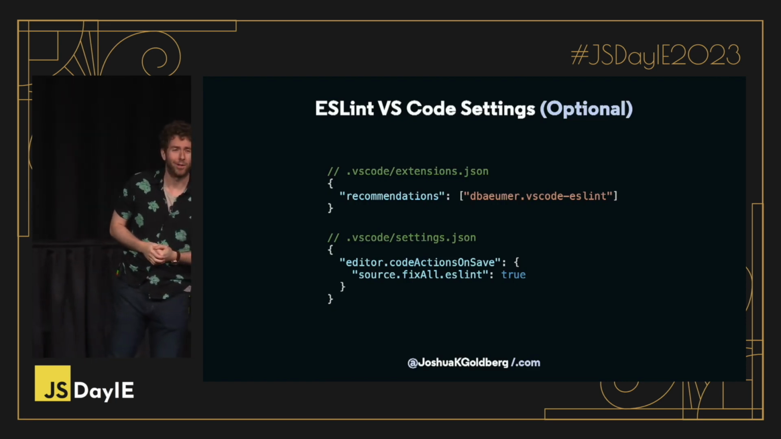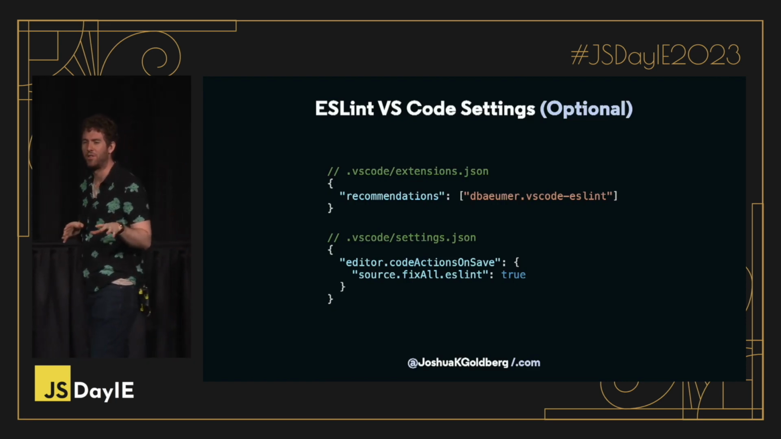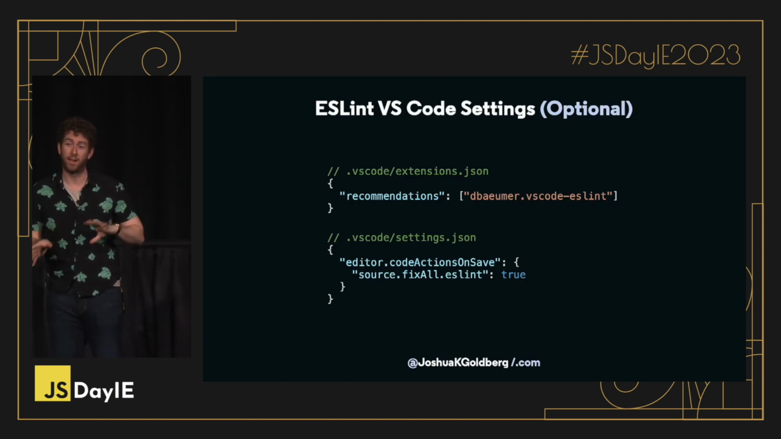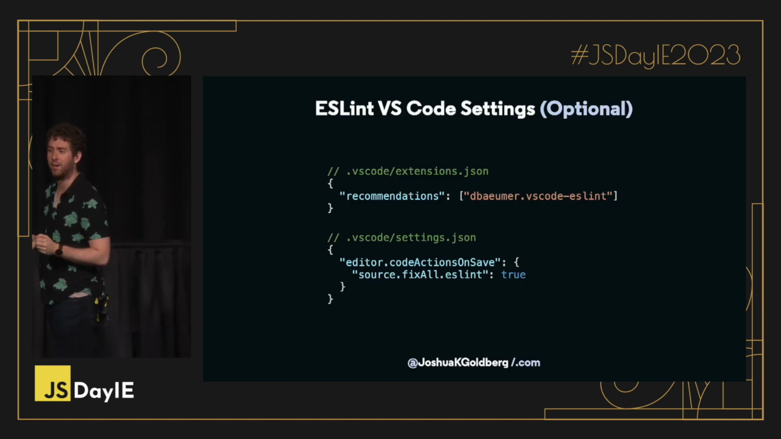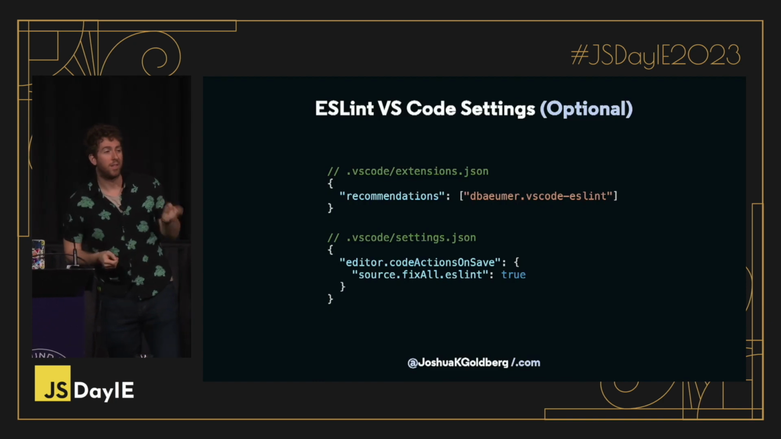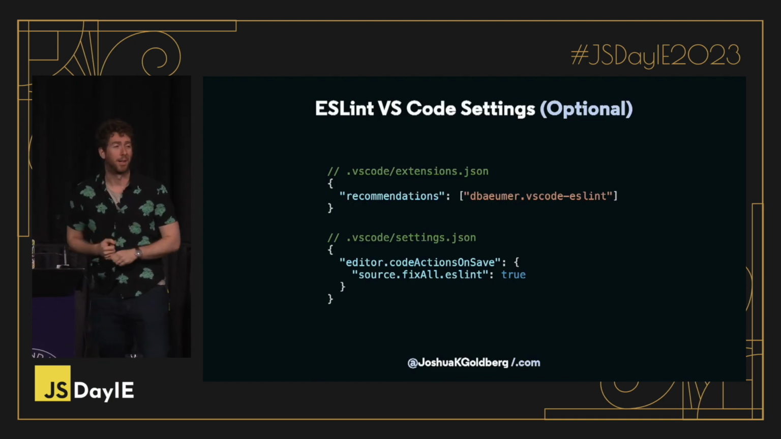I also recommend source.fixAll.eslint true on your code actions, another VS Code option. You can check in a .vscode/settings.json to configure per repo settings. This says whenever you save the file, autofix ESLint complaints.